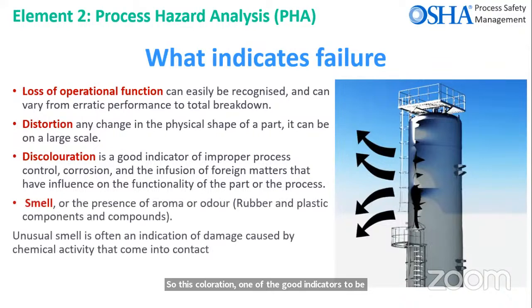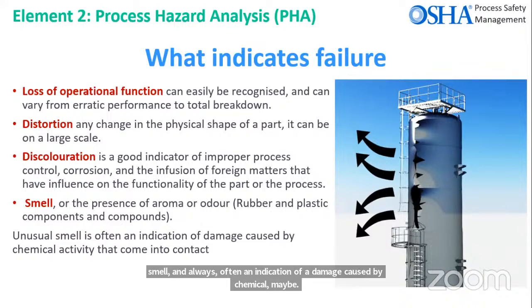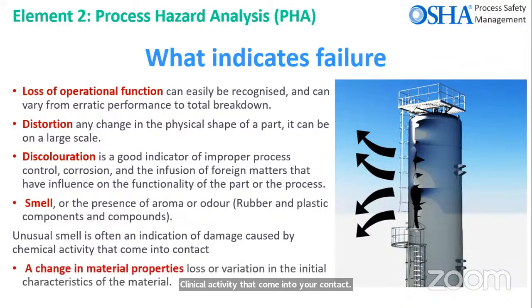The smell, yes, smell, is one of the indicators, or the presence of aroma or odors. Rubber and plastic components and compounds have a very well-known smell. If you smell an unusual smell, it is often an indication of damage caused by chemical activity that came into contact with them. So the smell also is a good indicator.